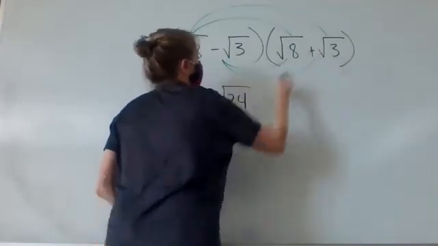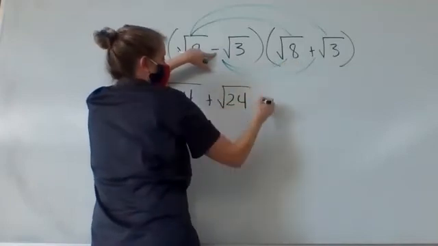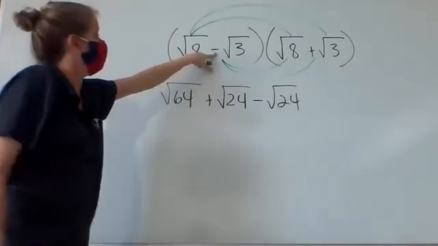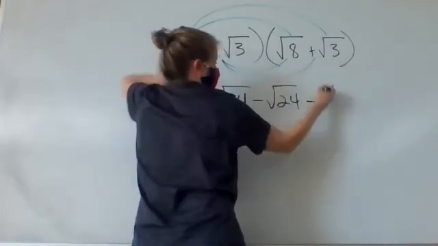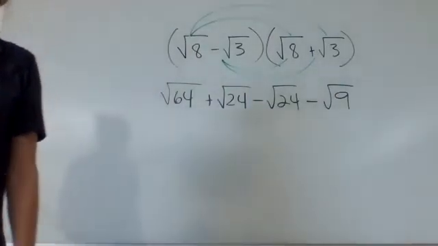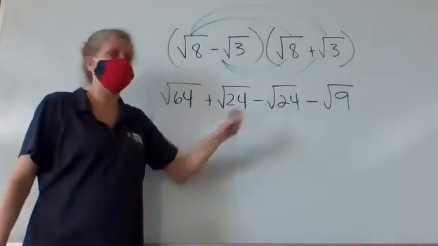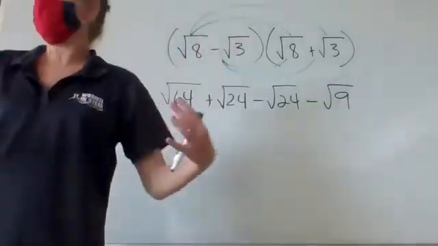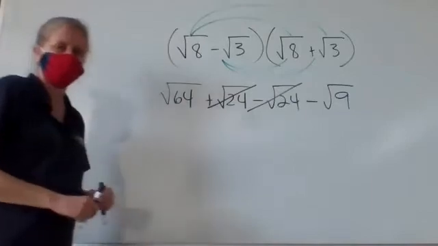And distribute this one. Negative, multiply them together. 3 times 8 gives me negative square root of 24. And then my last negative times a positive gives me negative square root of 9. So now, after we multiply, we look for anything we can simplify or put together. The 24s, what happens to those? They cancel. One's positive, one's negative, so they're going to cancel each other out. If you have the positive and the negative of the same thing, doesn't matter what they are, they cancel each other out if they're exactly the same with different signs.